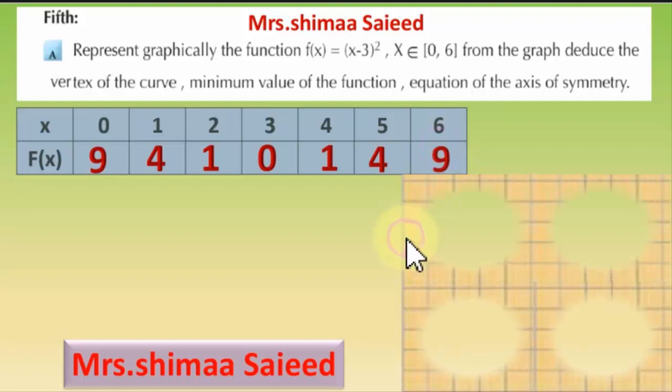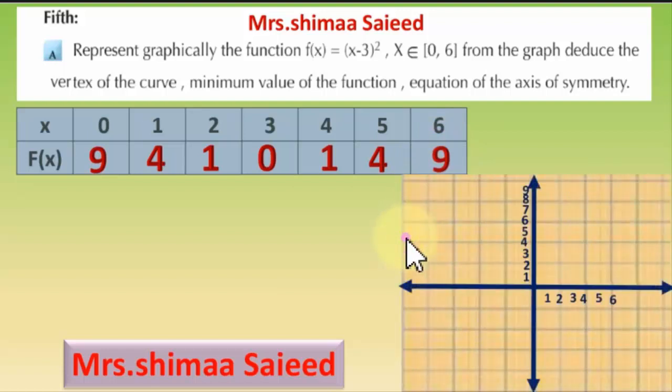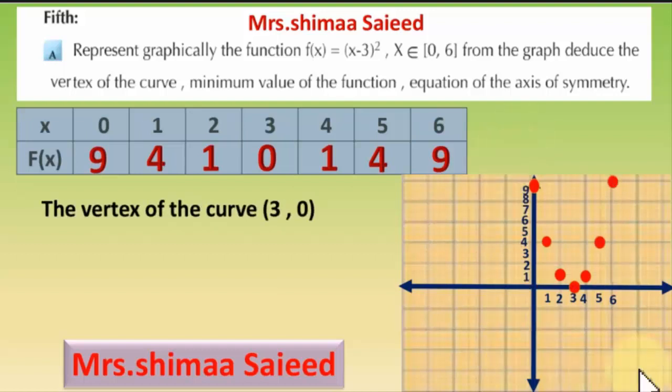After that, draw the x-axis and y-axis and represent the ordered pairs (0, 9), (1, 4), (2, 1), (3, 0), (4, 1), (5, 4), (6, 9), then draw the curve. The vertex of the curve is the ordered pair (3, 0).